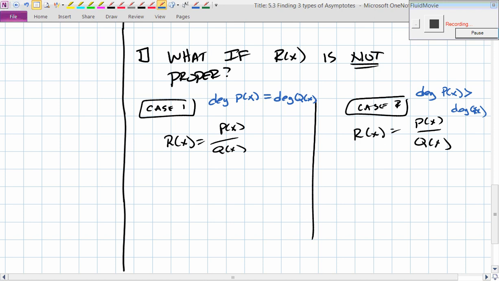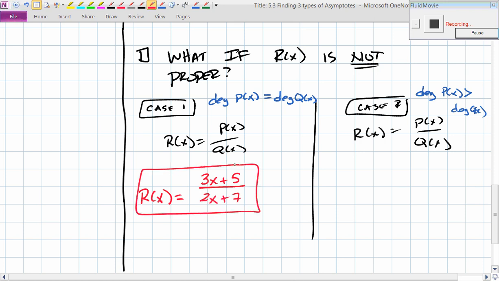Remember, if the degree of the top is smaller than the degree on the bottom, then that's called proper, and that defaults to y equals 0. If it's not proper, then we have 2 cases. Either the degree on the top is equal to the degree on the bottom. An example of that would look like this. I give you a rational function that says r of x is equal to 3x plus 5, all divided by 2x plus 7. Take a look at the degrees there. Notice the degrees are equal. The degree of p of x is 1. The degree of q of x is also 1. You guys understand so far?